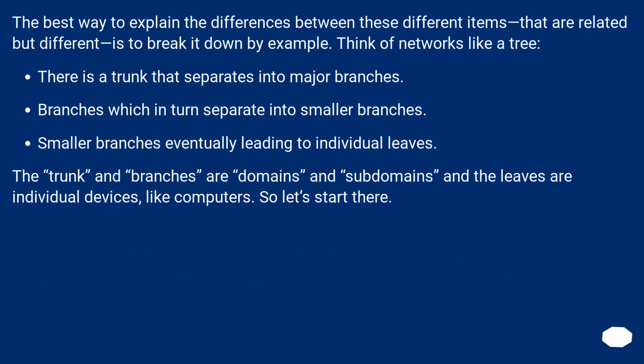The best way to explain the differences between these different items, that are related but different, is to break it down by example. Think of networks like a tree. There is a trunk that separates into major branches, which in turn separate into smaller branches, eventually leading to individual leaves. The trunk and branches are domains and subdomains, and the leaves are individual devices, like computers. So let's start there.